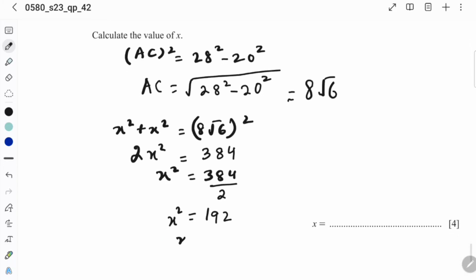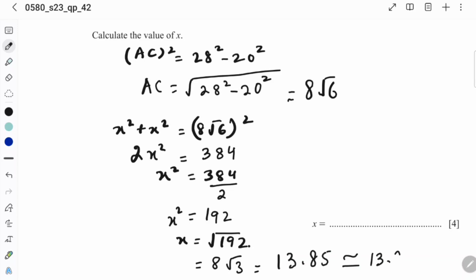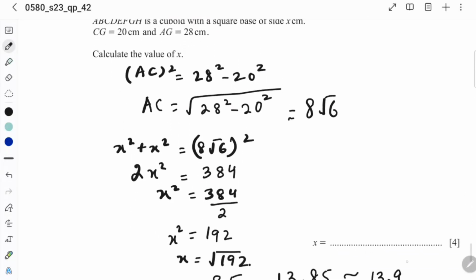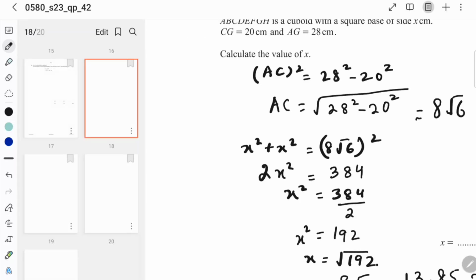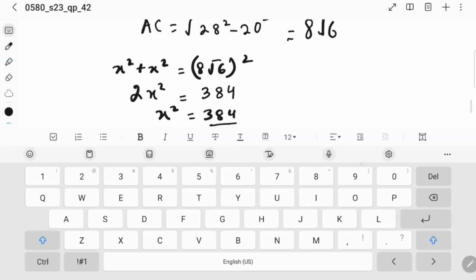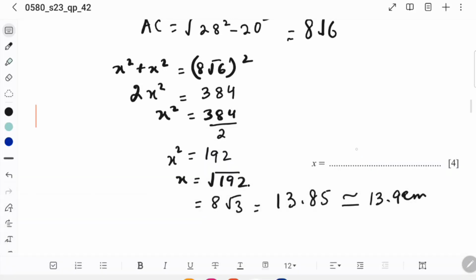Okay, x is equal to square root of 192. So that is equal to 8 square root 3, which is 13.85, or approximately equal to 13.9. That is in centimeters. All right, 13.9 centimeters.